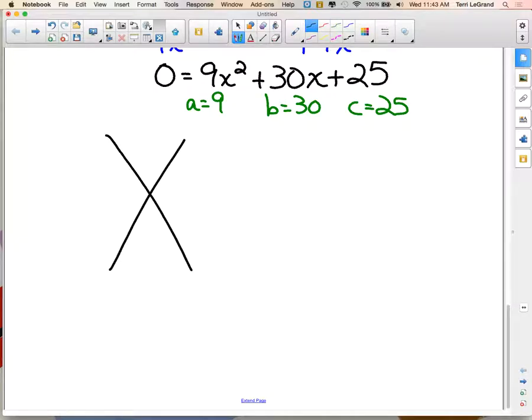We're going to take what times what? 8 times 9 times 25. What is that? 225. 225. And then we have to get them to add up to 30.